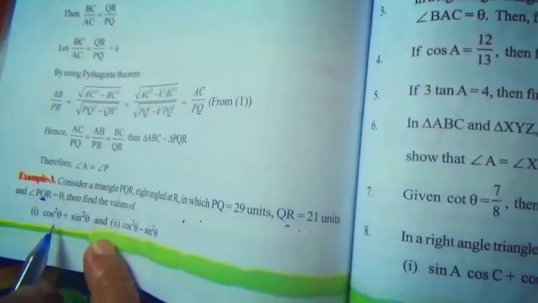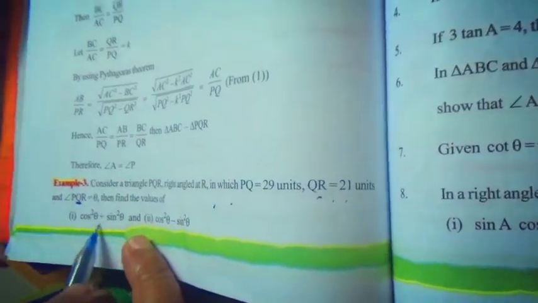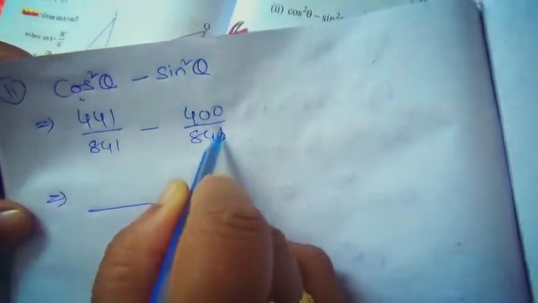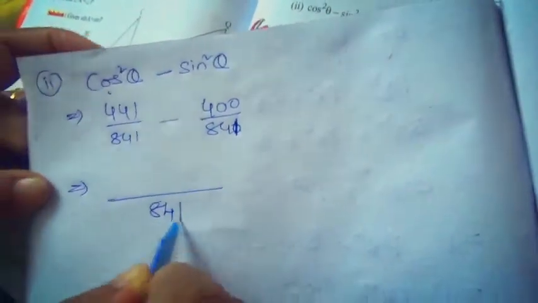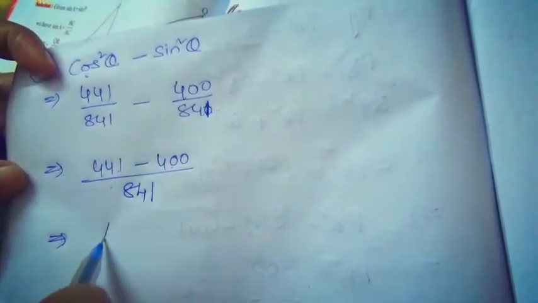Here in the first sum, he gave plus in between these two, and here minus in between these two. Okay. So look at here, that is equal to LCM of this one, that is 841. 441 minus 400, that is equal to, when you subtract this, 41 by 841. It is the final answer for this question.